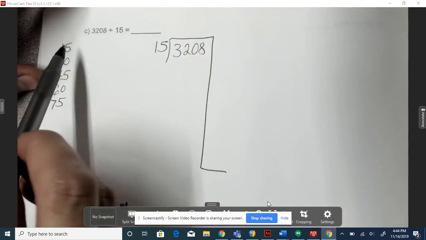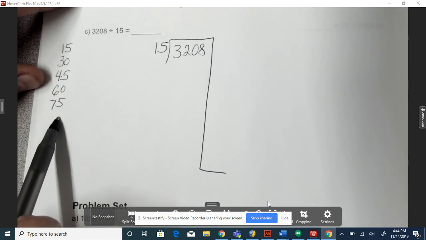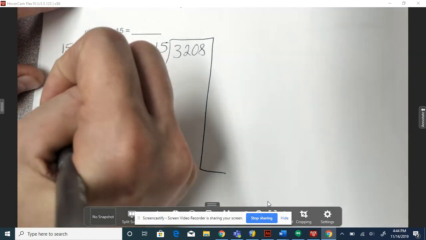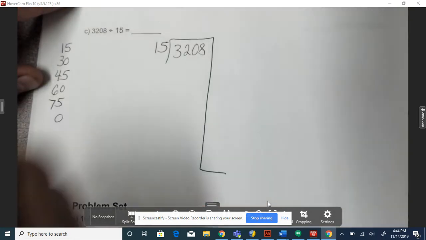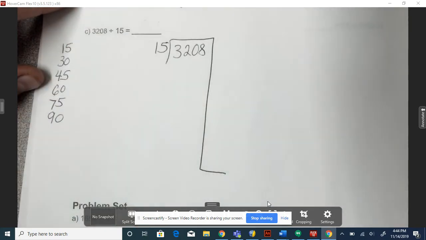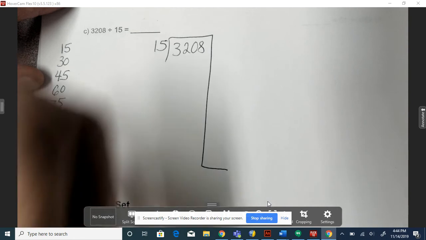Let's see. Oh, I'm noticing a pattern. It goes 5, 0, 5, 0, 5. So I'm pretty sure this next one's going to be 0. 5 plus 5 is 10. Oh, so that makes sense. Carry the 1. 7 plus 1 plus the 1 we carried is 9. So we have 90. Let's see. 90 plus 15. Oh, that's 105.